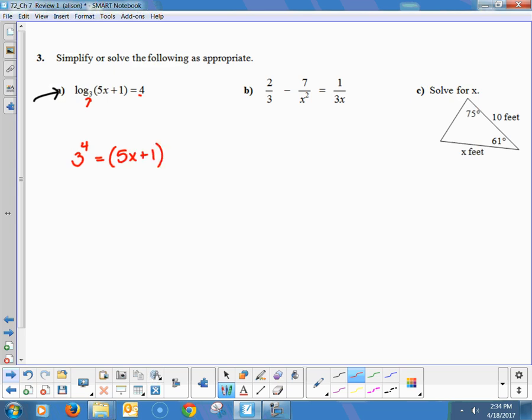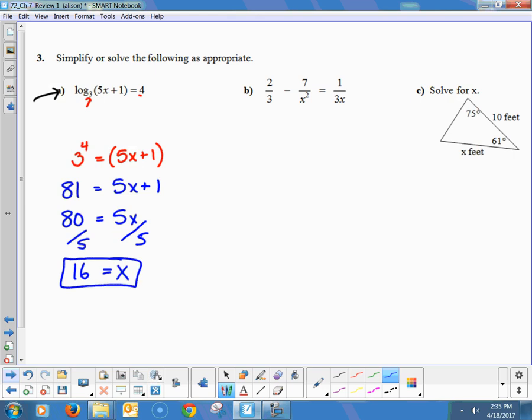3 to the 4th is 3 times 3 times 3 times 3, or 9 times 9, so 81 has to equal 5x plus 1. If I subtract 1 from each side, 80 equals 5x. You could whip out a calculator if you needed to, but I prefer just to do it in my head. I think 10 goes into 80 8 times, so 5 goes into 80 16 times. That's an answer. That's what I was thinking.